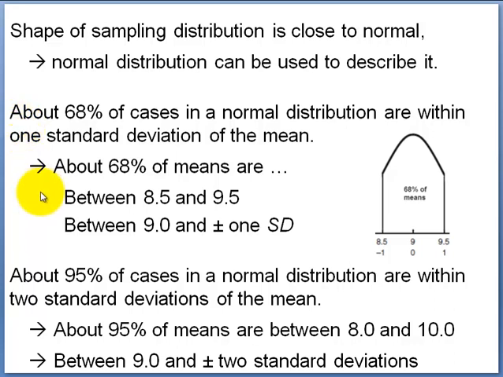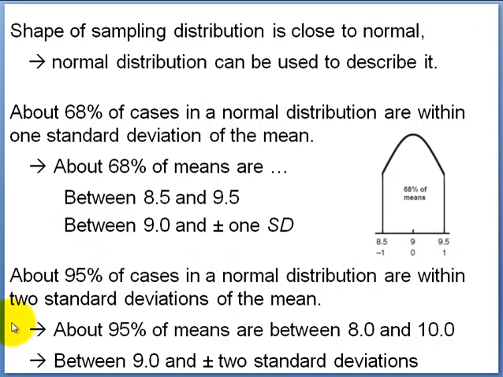So in this particular example, the standard deviation is 0.5 years. Therefore, 68% of cases are located between 8.5 and 9.5. In other words, between 9 plus or minus 1 standard deviation. And here's a visual depiction of where 68% of the cases are located.